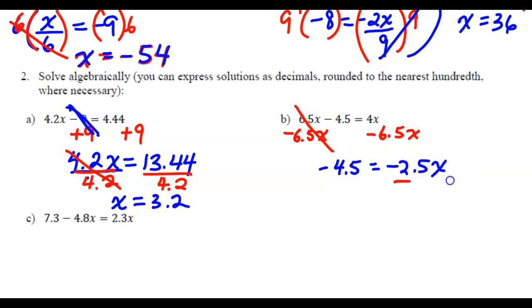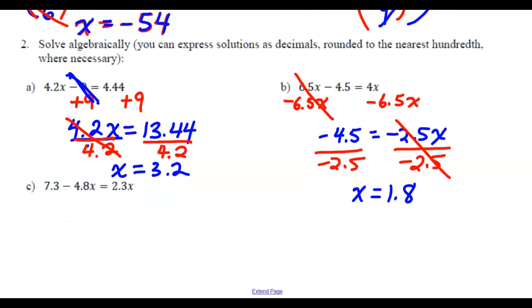And divide by negative 2.5. It's going to be a positive. And again, so looks like it's going to be less than 2. 4.5 divided by 2.5 is 1.8. No rounding needed in that case either.